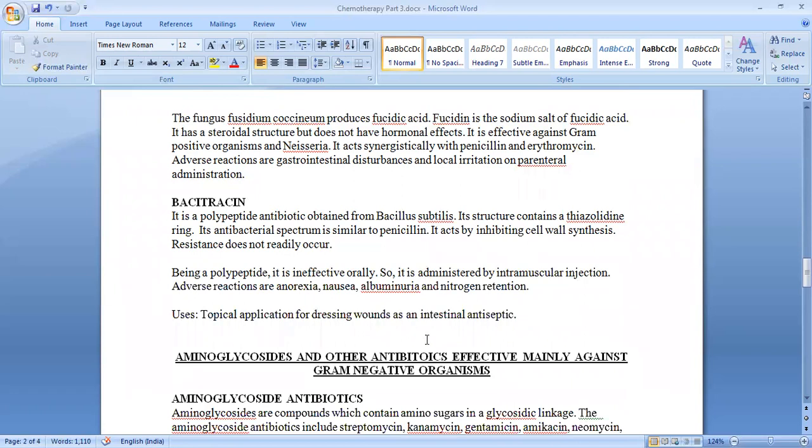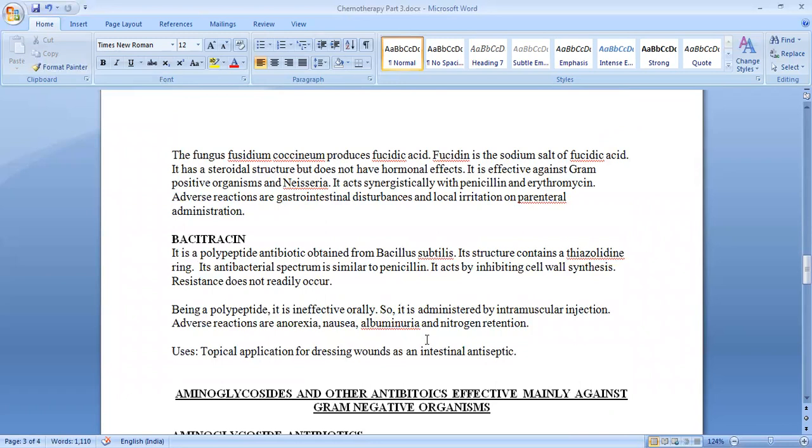Bacitracin is another antibiotic. It has a thiazolidine ring, and it also acts by inhibiting the synthesis of the cell wall. Now, this bacitracin is useful because the organisms cannot develop resistance to this antibiotic. So, it is useful in that way.